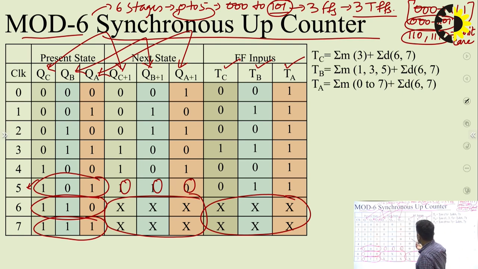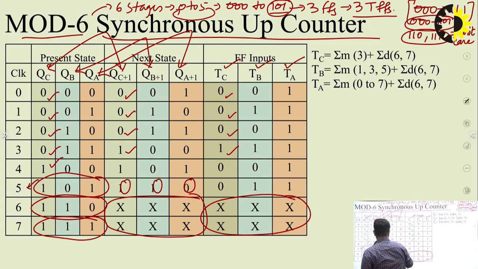So you can check 0, 0, no change, 0. 0, 0, no change, 0. 0, 0, no change, 0. 0, 1, toggle. Toggle means 1. 1, 1, no change, 0. 1, 0, change. That means toggle. Toggle means 1. There is a minor correction here.